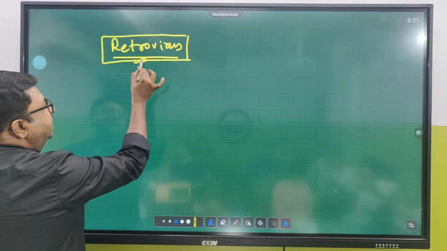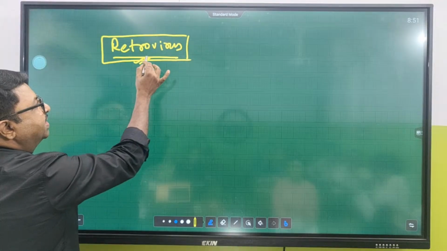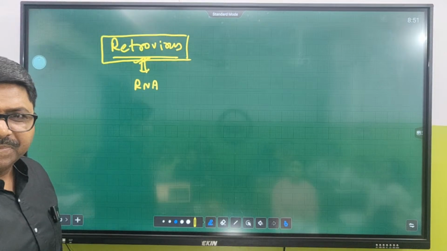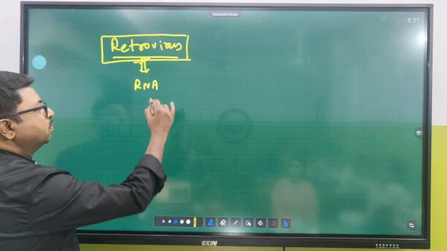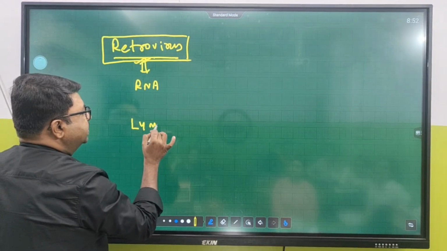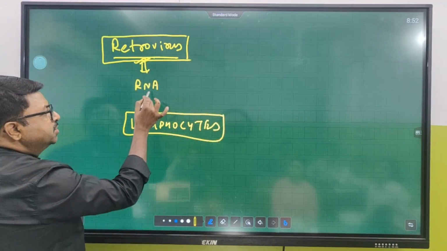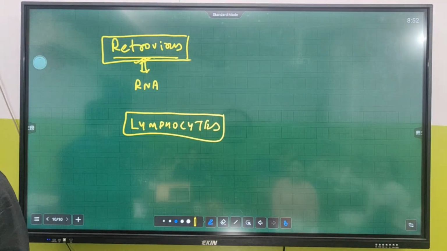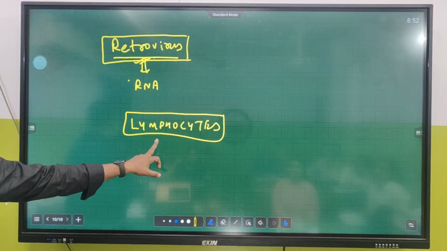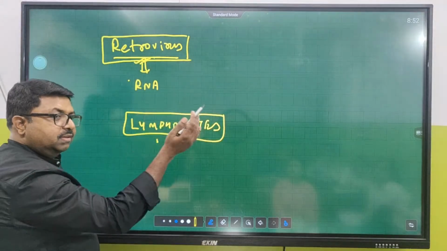Retrovirus is a virus having RNA as its genetic material. Now think about it. What does the RNA do when this virus infects normal cells? Say, for example, this virus infects the lymphocyte cells. What is it going to introduce inside the lymphocyte cells? Will it give RNA or DNA? RNA. Think about the retrovirus called AIDS.